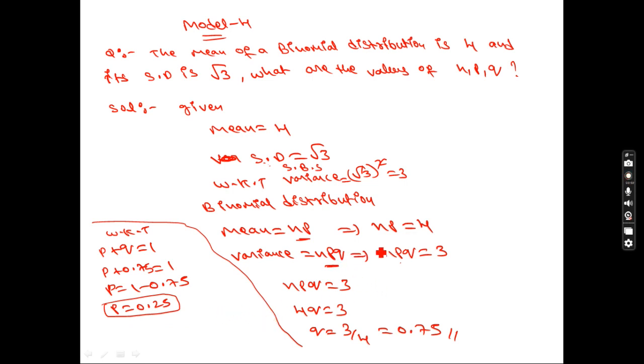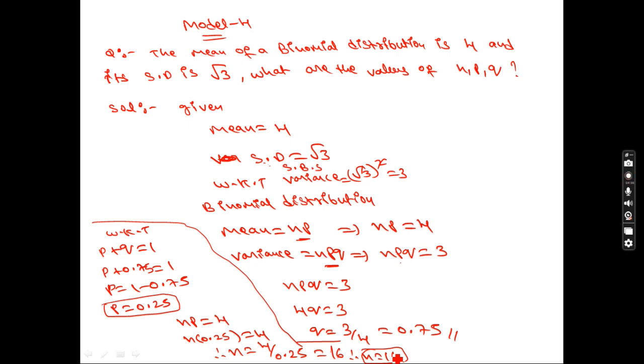Similarly, we have to find n. How to find n? In binomial distribution, np is equal to the mean, which is 4. We already know the p value, so n into 0.25 is equal to 4. Therefore n is equal to 4 by 0.25. If you divide 4 by 0.25, you will get 16. Therefore n is equal to 16. This is the answer you need to remember. So this is the model number 4 problem.